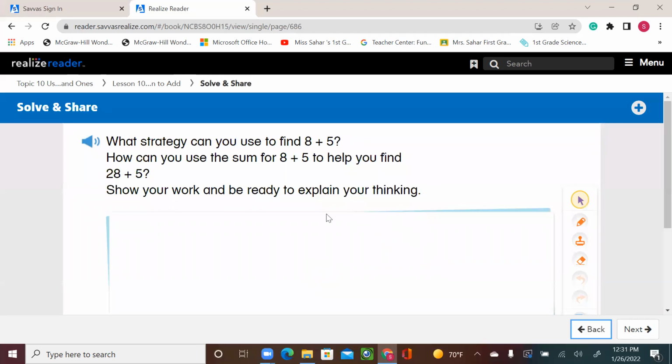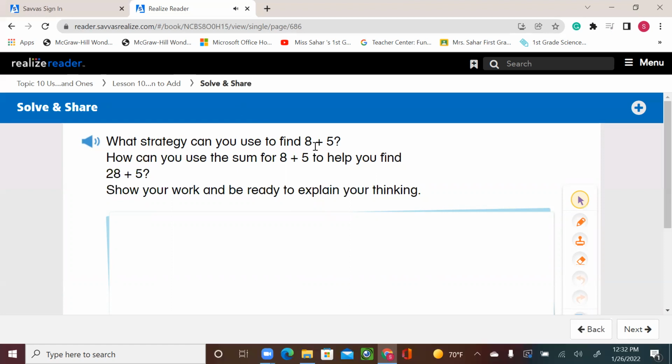All right, let's go to the first exercise in your book, page 421, and answer the question we have. What strategy can you use to find 8 plus 5? How can you use the sum for 8 plus 5 to help you find 28 plus 5? Show your work and be ready to explain your thinking.